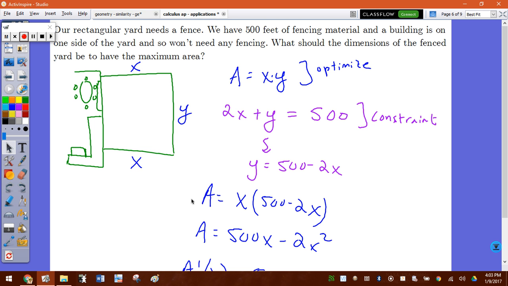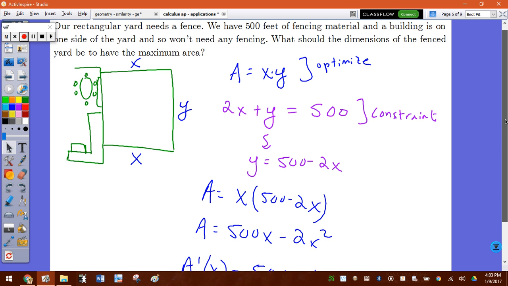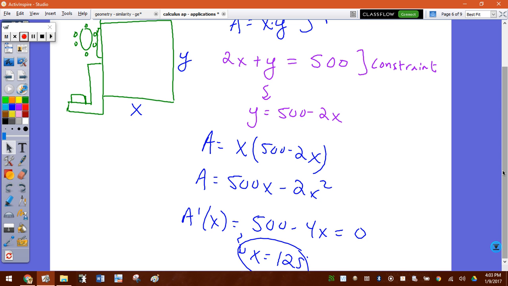Critical numbers yield occasionally maxima. So we found the critical number as being 125. As the bell rang, I asked you to test by plugging values into the derivative. Test values below 125 give you positive, above 125 give you negative, which indeed confirms this is a maximum. To find the y value, you would just plug 125 back in here, and I believe you get 250, and that makes for your maximum area, 250 by 125.